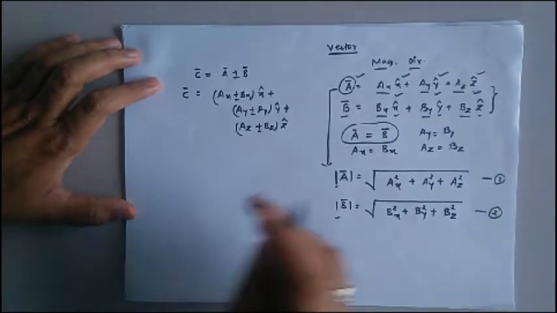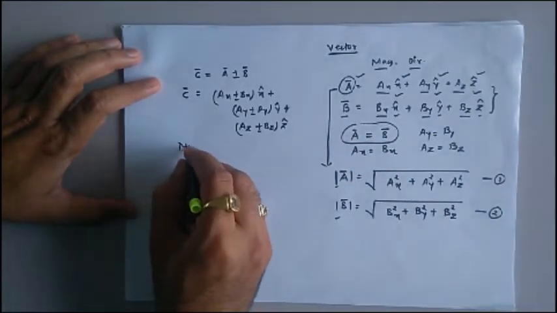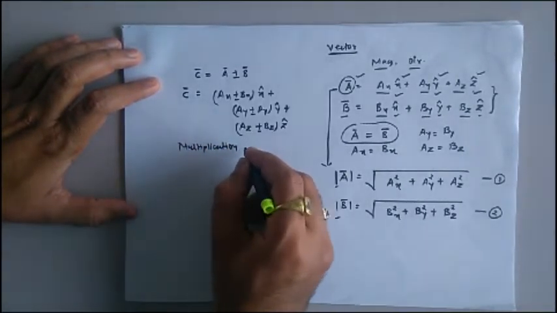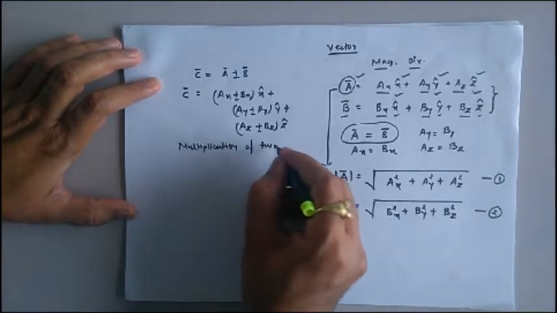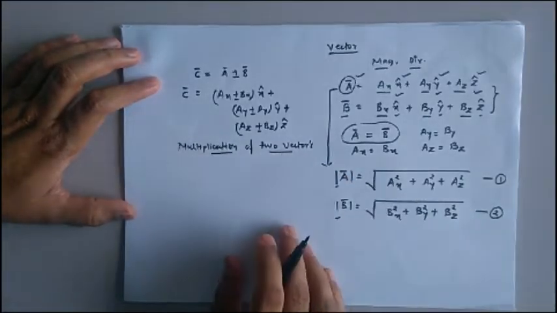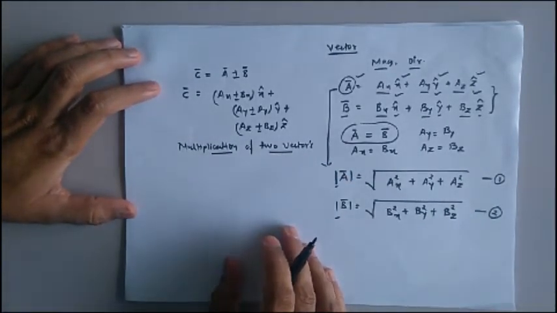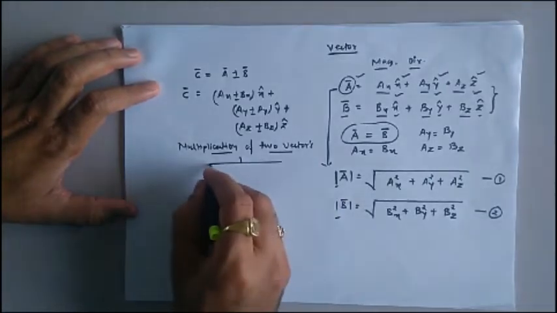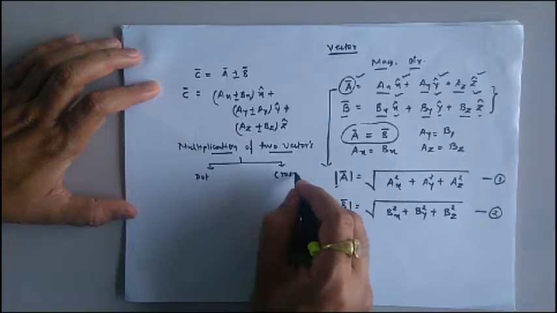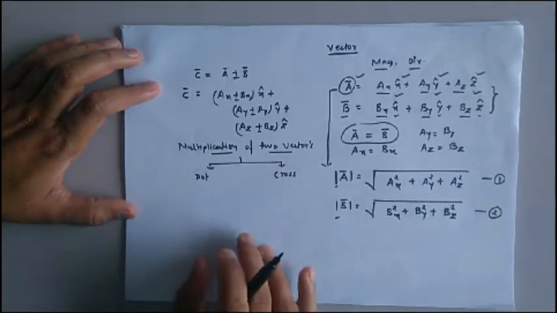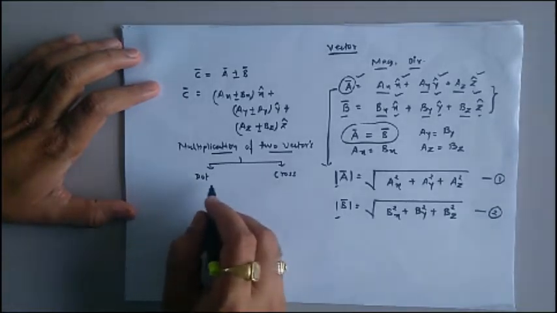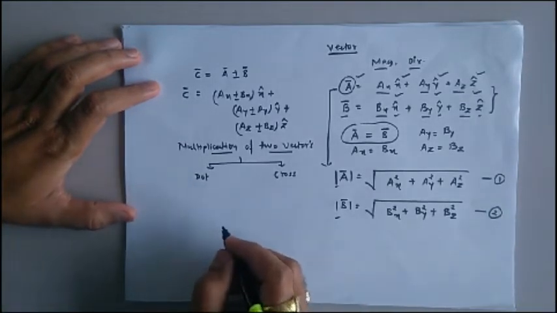Now how to multiply these two vectors, that is multiplication of two vectors. How to multiply? Now in order to multiply two vectors we are having two different methods. First one is called as dot product and second one is called as cross product, or dot method and cross method. Now what is dot product or dot method to multiply two vectors?